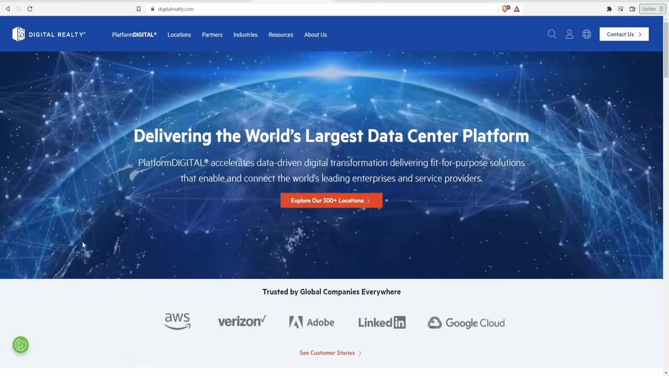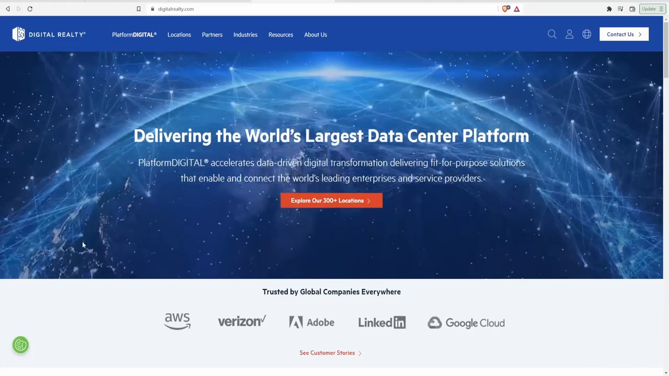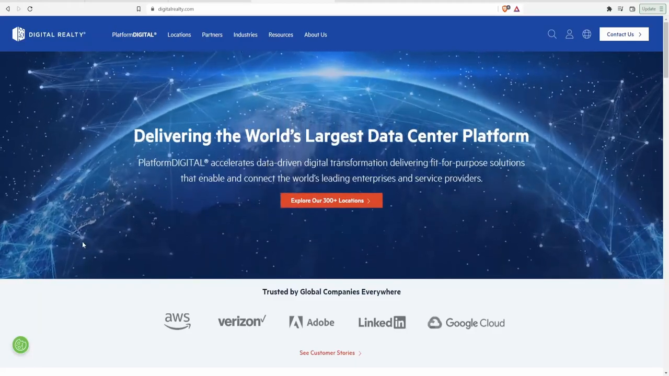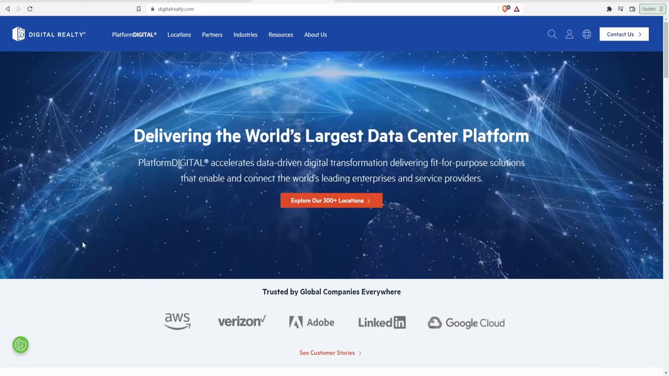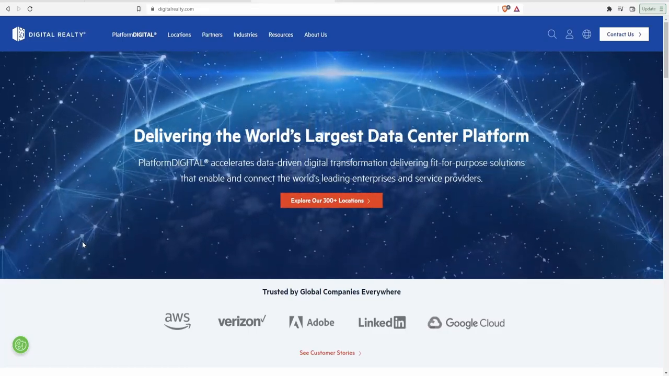So with that said, let's actually analyze Digital Realty and see if, in accordance with their fundamentals, this is a pretty good buy right now. So with that said, let's get started with this analysis.